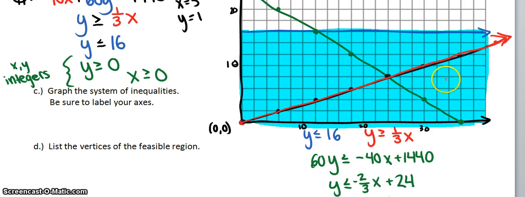1/3 x is this line where the y value is going to be more than this line. So y values go up or down. All the y values are going to be greater than this line, upwards of the line. So the y values are going up this way. So I'm going to shade above this line.